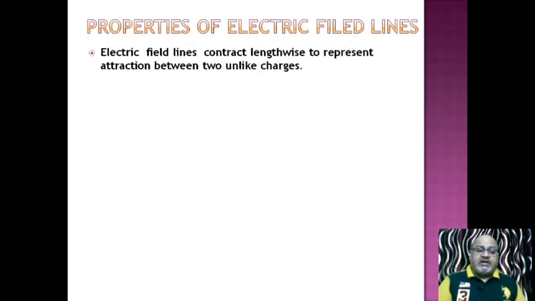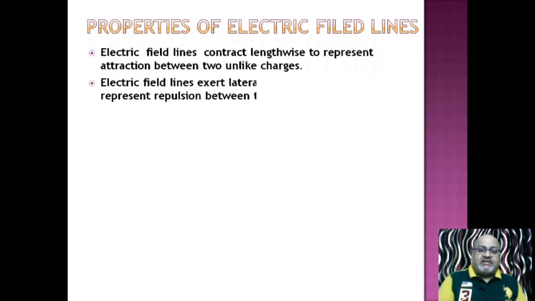I wish to discuss each and every property. Electric field lines contract lengthwise. They are like a spring. If you stretch the spring, it contracts lengthwise. This is the manifestation of the property that unlike charges attract each other. And they repel laterally away from each other. Laterally. This is a manifestation of the property that like charges repel each other. So their repulsion laterally or their stretch longitudinally, both are related with the property of attraction and repulsion.